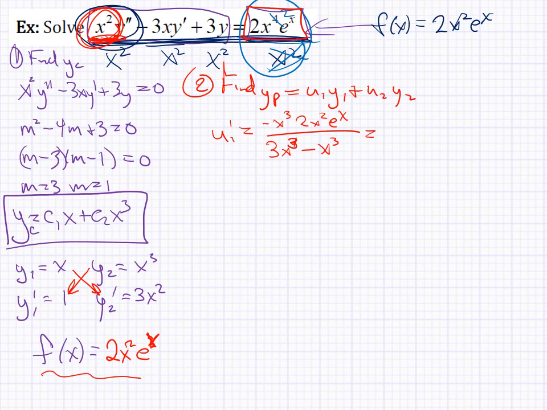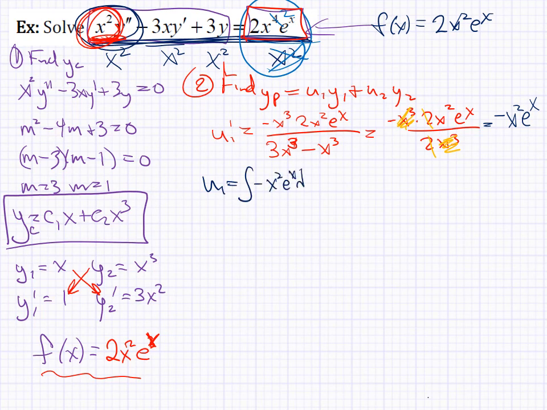So ultimately, what do we get here? We get minus x cubed times 2x squared e to the x over 2x cubed. So what you'll see is that this x cubed here and this x cubed will simplify. These two 2's will cancel. And so we end up with u1 prime to be negative x squared e to the x. So then we need to find u1 by integrating negative x squared e to the x dx.